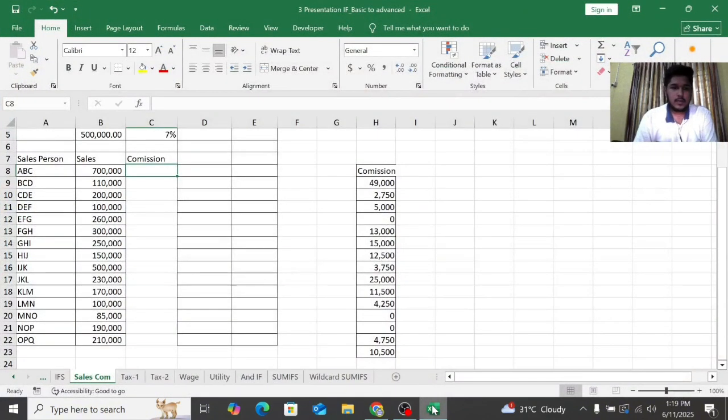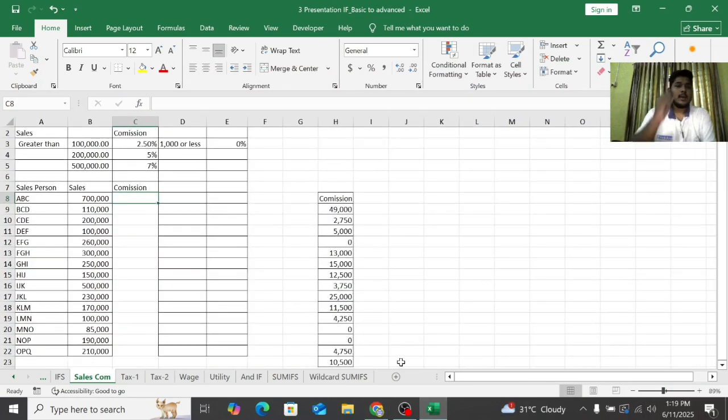So here is our Excel sheet. Today, very first, as we know how to work with if, sumif, and averageif functions, we are now going to make use of them in a broader sense. First of all, we are going to learn how to calculate sales commission.